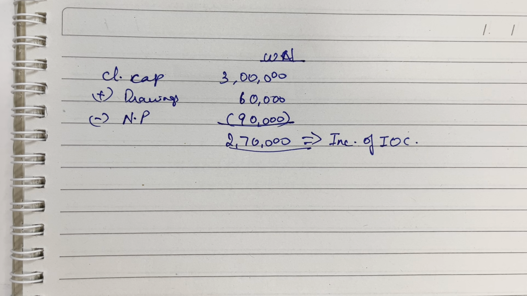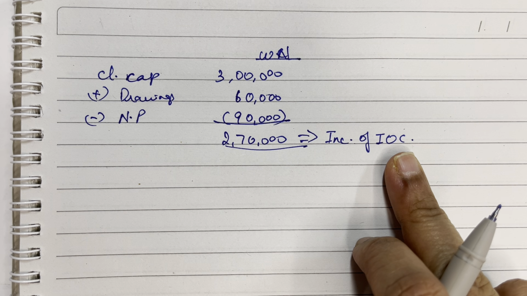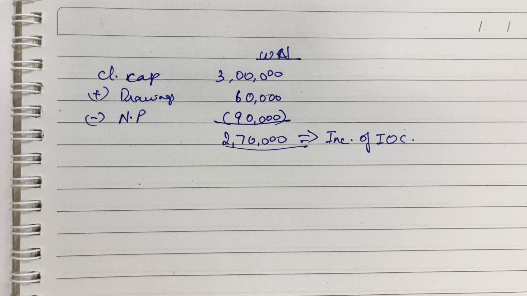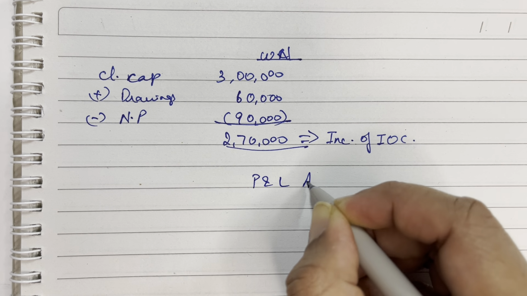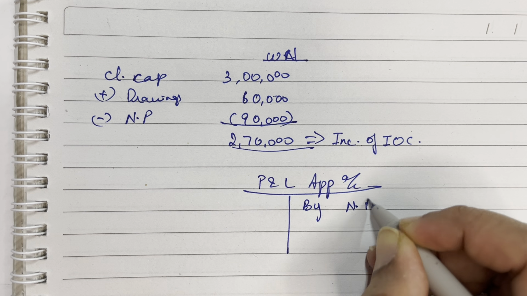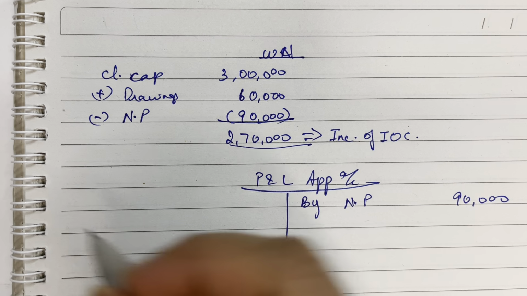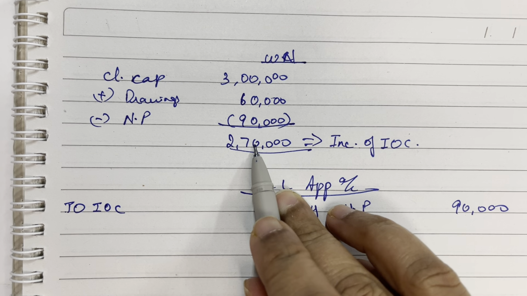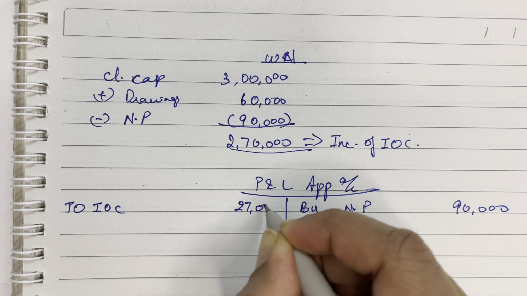Okay, so now in order to do the appropriation, we've got to reduce the interest on capital. How do we find out the interest on capital? We can find it out only by doing the appropriation, right? So we'll prepare the profit and loss appropriation account. This is again our rough account. It would be by net profit 90,000, less interest on capital. Interest on capital would be 2,70,000 into 10%. Okay, that would be 27,000.